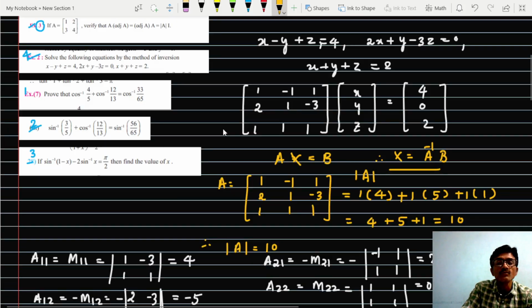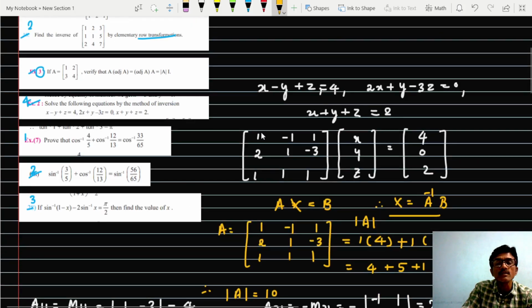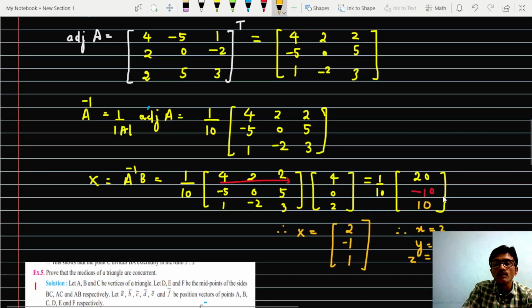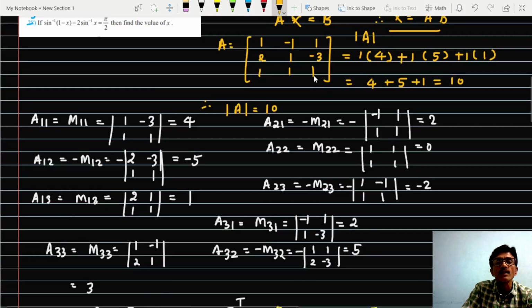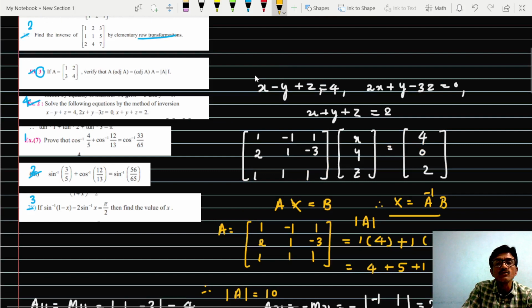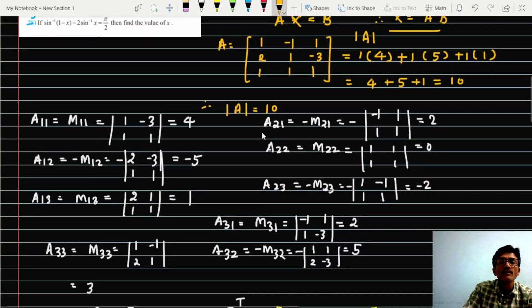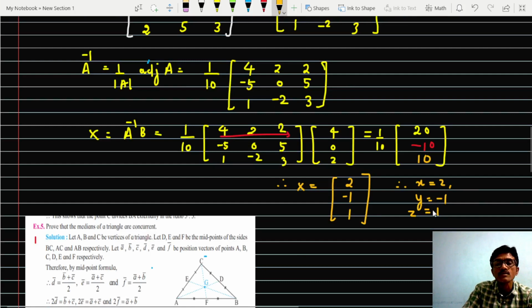Check whether it is true or not. You can see it is satisfied. X is equal to what? 2, y is minus 1 and z is 1. So x is 2, minus 1 means plus 1, that is 2 plus 1, that is 3, and this z is 1, so 4. Yes, it satisfies the first equation. Any of the equations, it is satisfied. Therefore, the answer is correct.